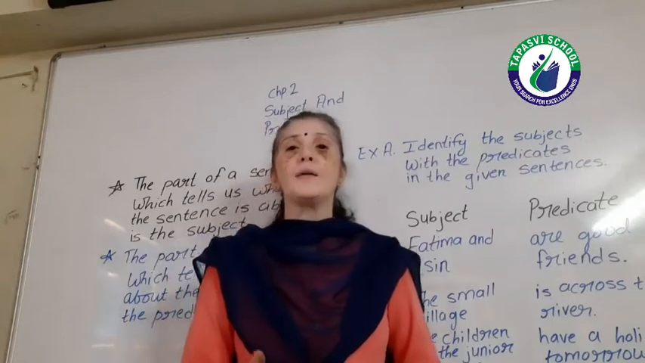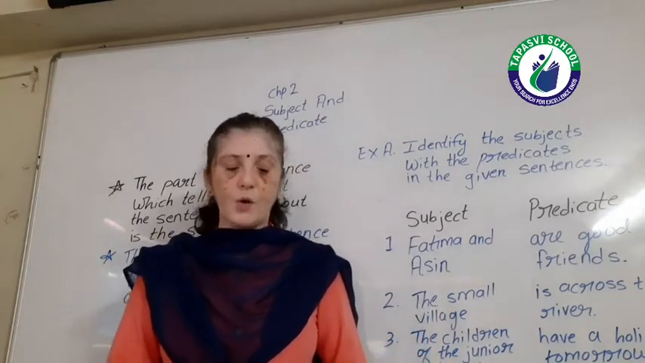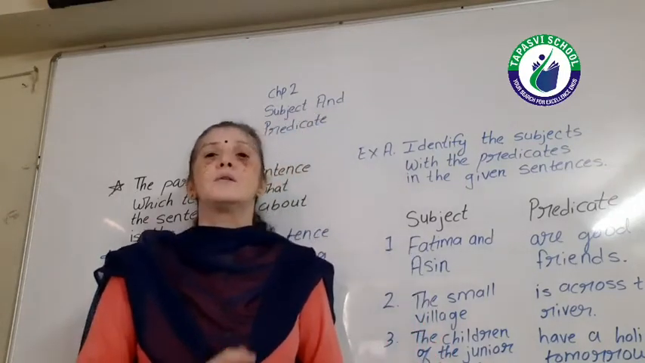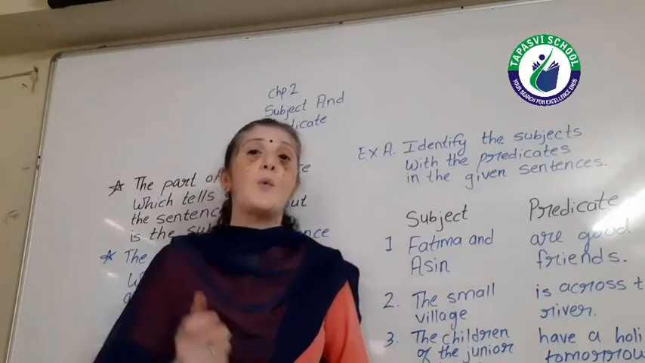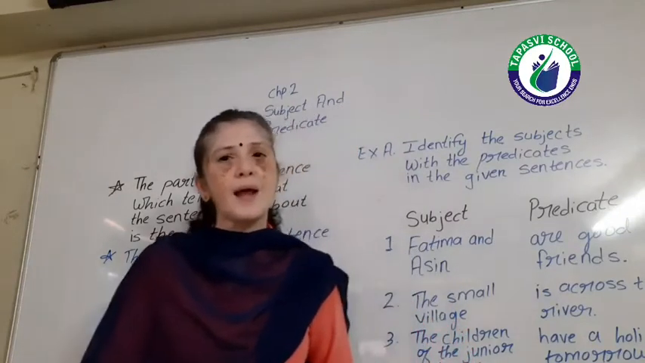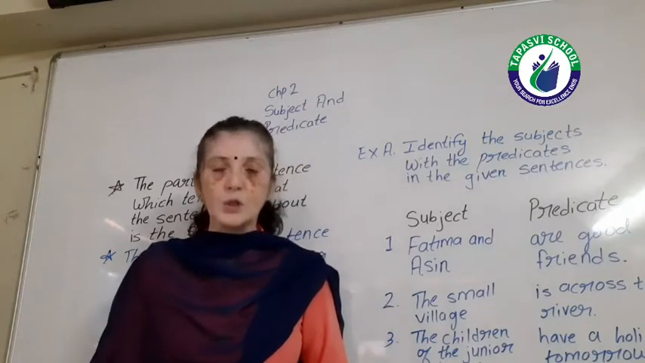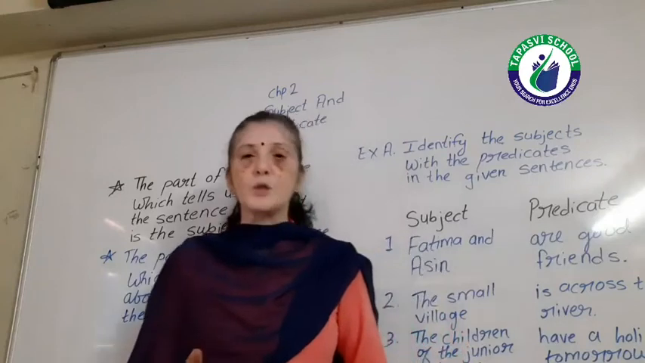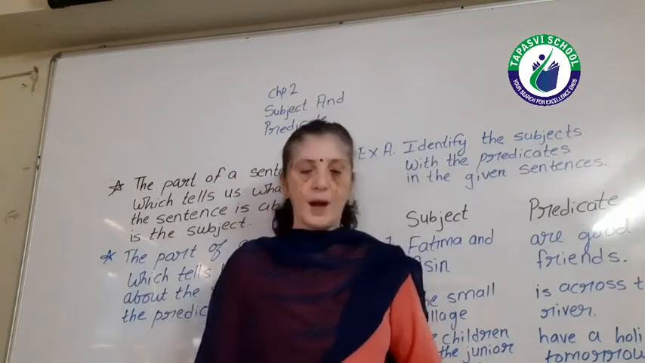Right? Why is Suhana the subject? Suhana is the subject because the sentence is about Suhana. In this example, Suhana is a good student. Now Suhana is the subject because the sentence is about Suhana. And the words is a good student are the predicate. Why? Because is a good student tells us something about the subject Suhana.